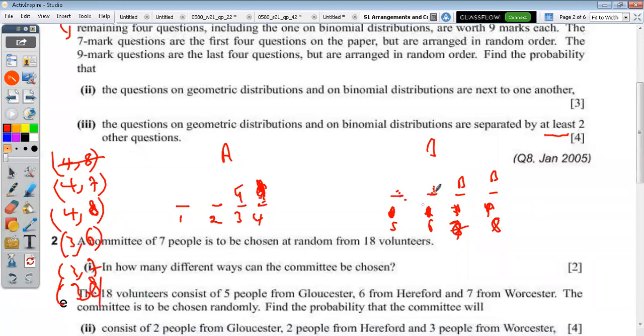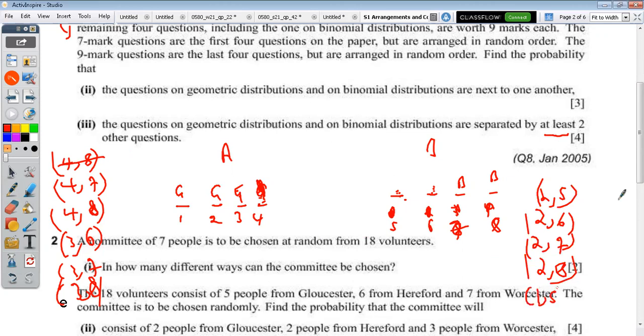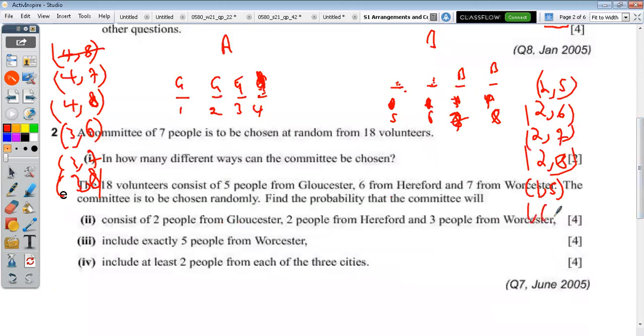Then we can put it on position 2. So I have 2 and 5, 2 and 6, 2 and 7, 2 and 8. Then if I have it on position 1, it has to start at 5. So it will be 1 and 5, 1 and 6, 1 and 7, and 1 and 8.